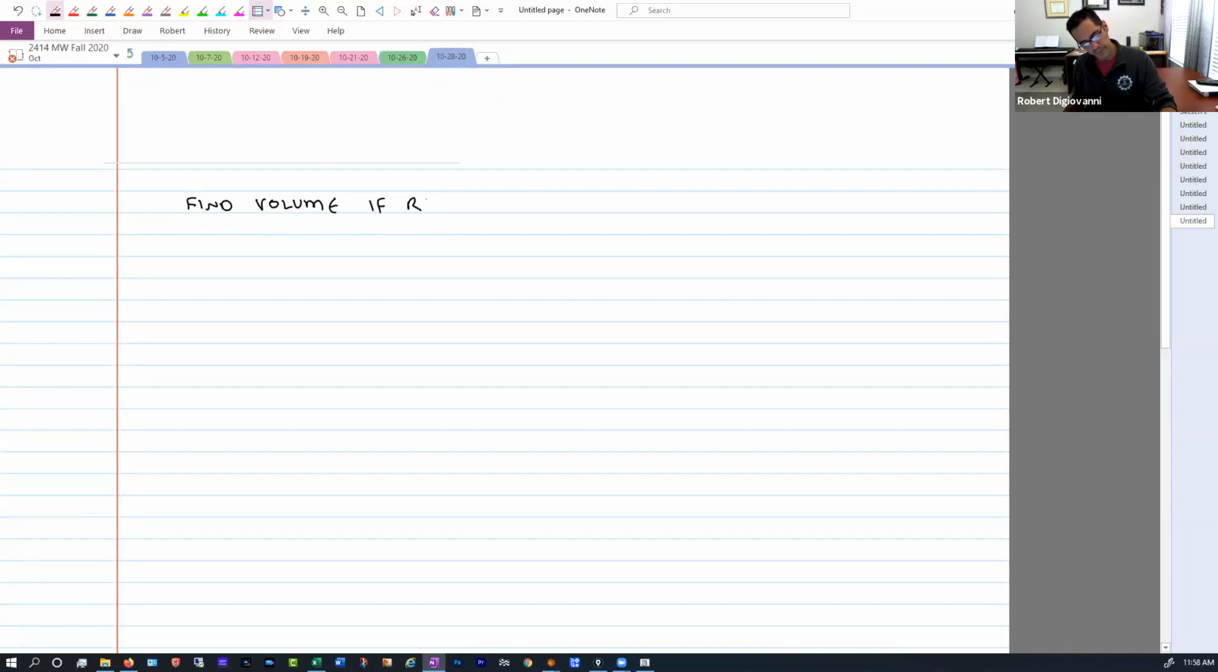If the region bounded by y equals 4 minus x squared, x equals 0, y equals 0 in the first quadrant is rotated.